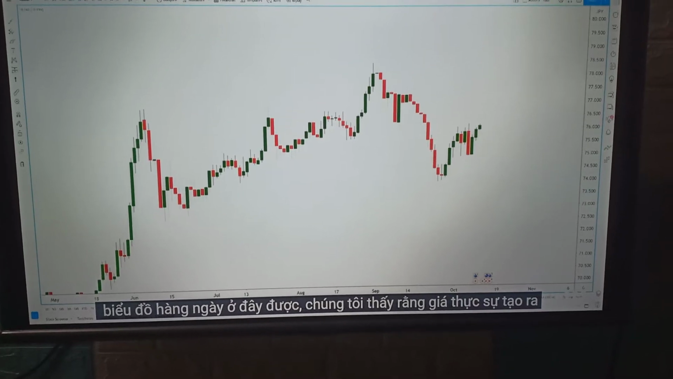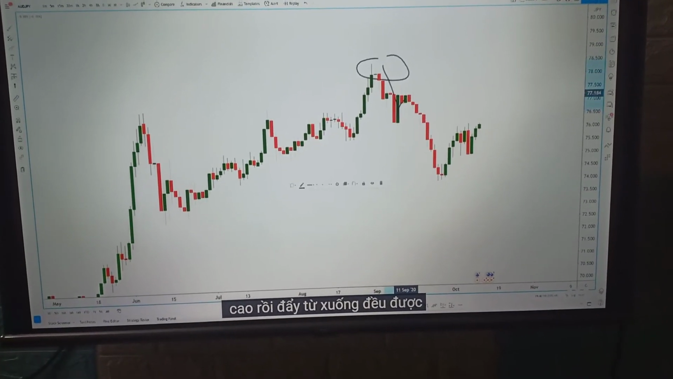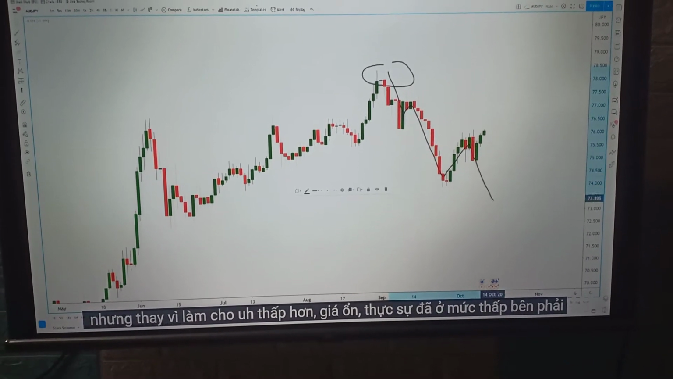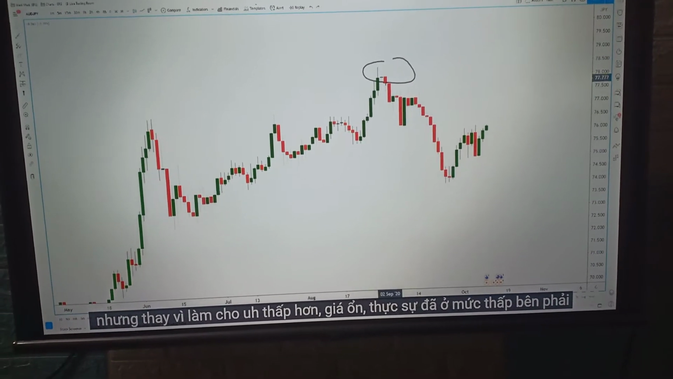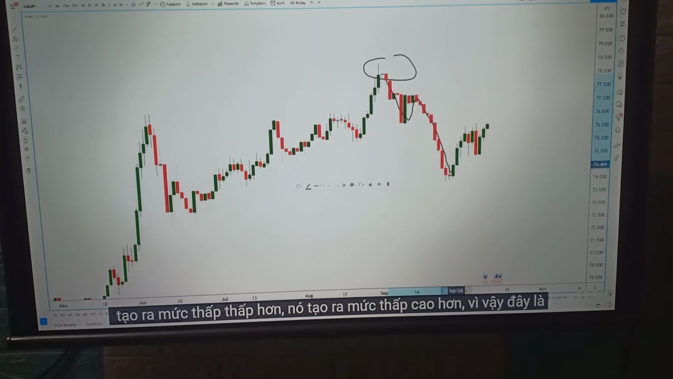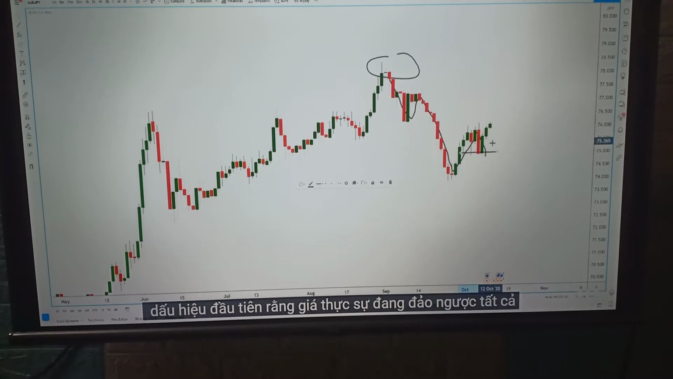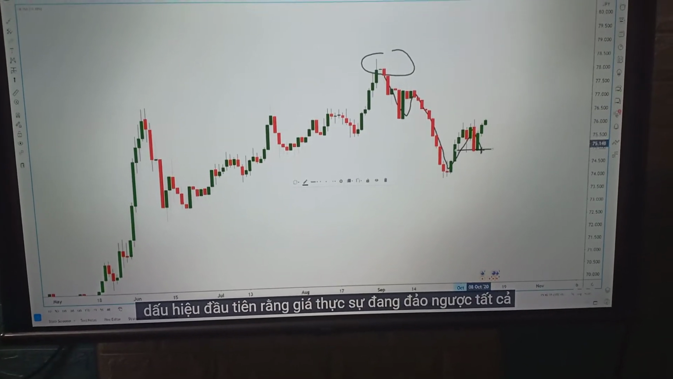See that price actually made a high and then pushed downwards, but instead of making a lower low, price actually made a higher low. So this is the first sign that price is actually reversing.